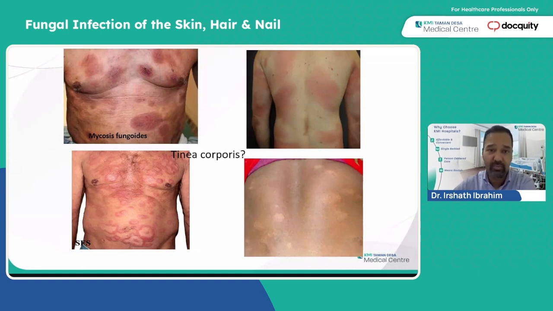And what about this one? Also not too annular, but the plaques are between well and ill-defined. You can see the margins quite clearly. So this is also mycosis fungoides.